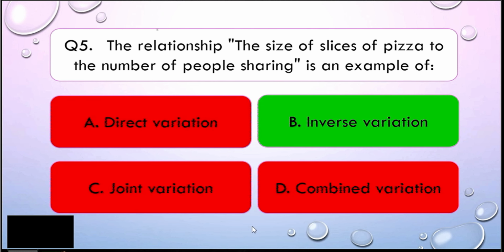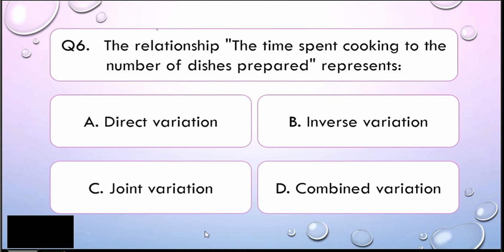So now let us go to question number 6. The relationship, the time spent cooking to the number of dishes prepared, represents, is it A, direct variation, B, inverse variation, C, joint variation, or D, combined variation? I'll give you 5 seconds to think about your answer.